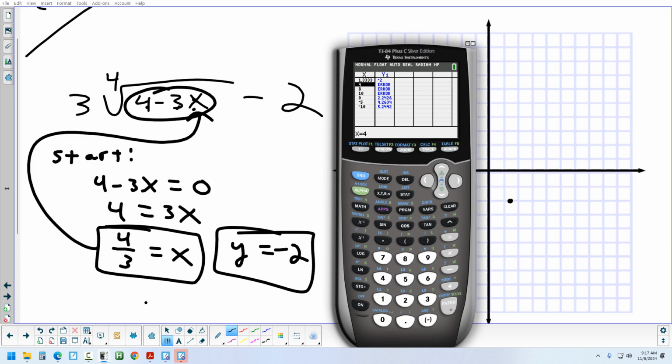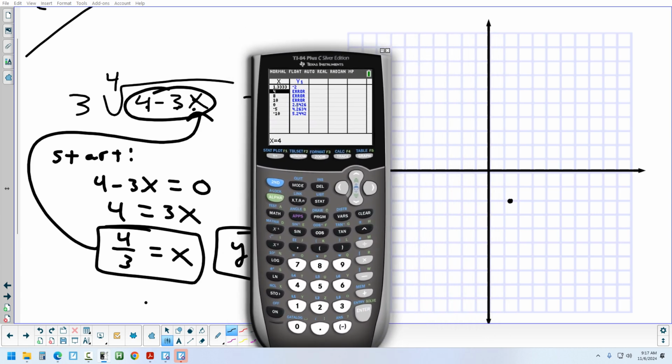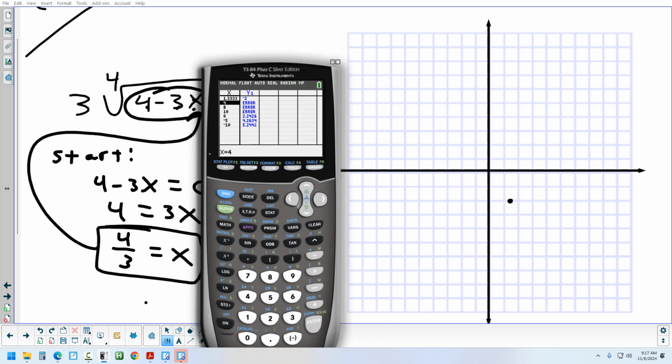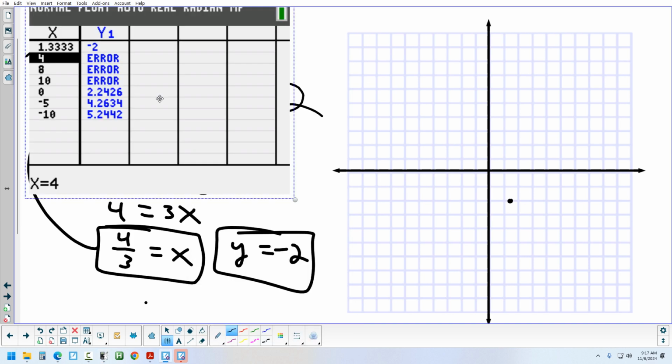Notice what happens if you try plugging in numbers bigger than 4/3. You can't do it. Plugging in numbers bigger than 4/3 gives you imaginaries. If we plug in numbers smaller, I think we can use those same numbers. Those are fine. 0 is, let's put this up here. So 0 is 2.2. Negative 5 is 4.2. 1, 2, 3, 4. And you should notice it's starting to level out. And negative 10 is 5.2.